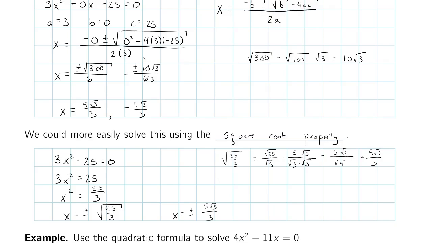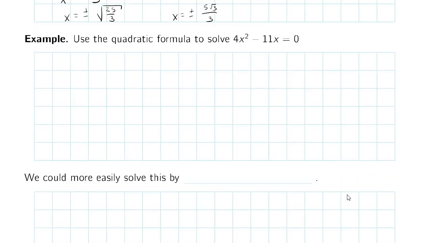We can do that with the square root property directly because there's only one term with an x in it. If we don't have both an x squared and an x term, we don't need to go to the quadratic formula. We can just apply the square root property directly. In this next example, we have no constant term.